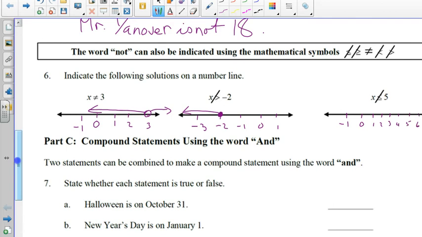X is not less than or equal to 5, so it must be greater than. All right, what do we say not less than or equal to was? Greater than. So how do I indicate that?